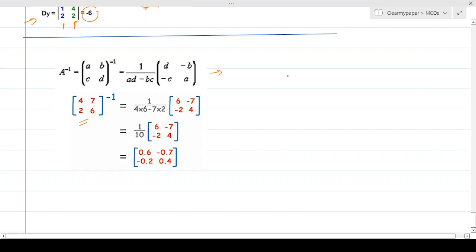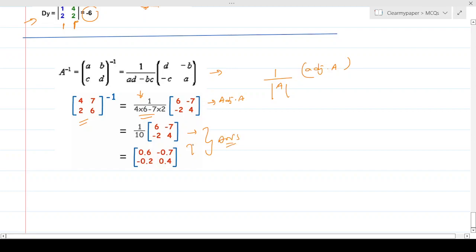So 1 over the determinant. As I mentioned, it's 1 over the determinant multiplied by adjoint of the given matrix. That's the answer. So this is the 1 over the determinant, this part, and this is nothing but adjoint of this matrix, which is you take the matrix of minors, then you take the matrix of cofactors, and then you take the transpose, then you'll get the adjoint. And once you solve this, you get 1 over 10, 6 minus 7 and 2, 4, or you can simplify this. So this is your answer, right?